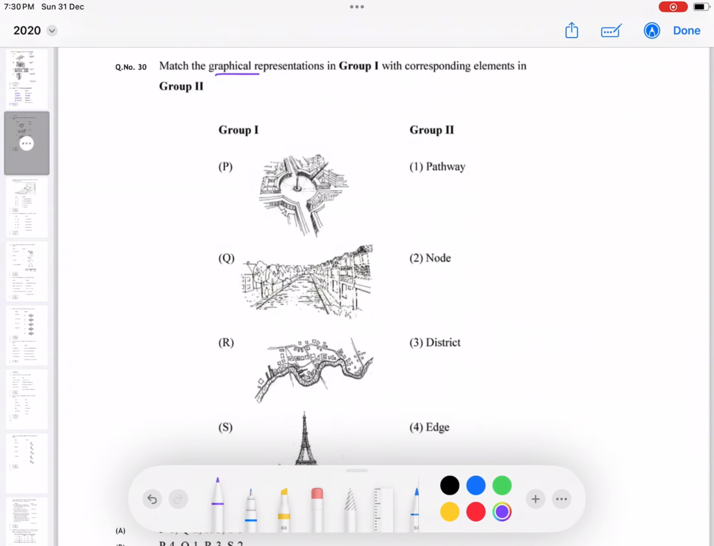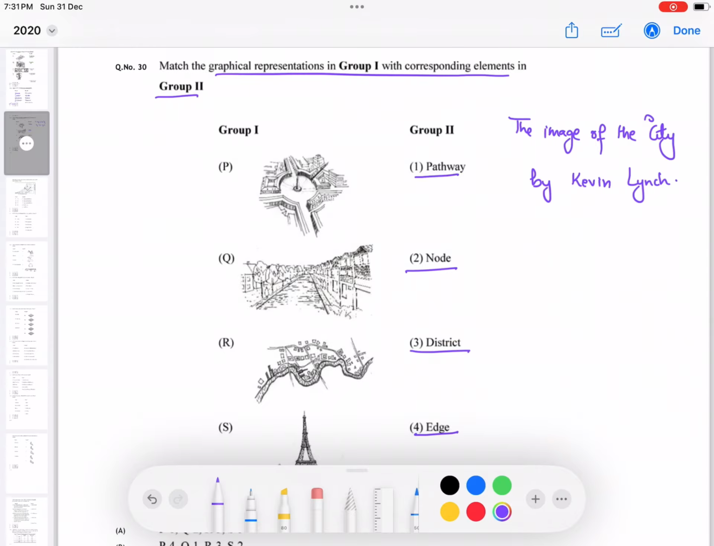Question number 30. Match the graphical representation in group 1 with the corresponding element in group 2. So these graphical representations are given in the book The Image of the City, written by Kevin Lynch. He has mentioned 5 elements: pathway, node, district, edge and landmark. So in this we have to match them.